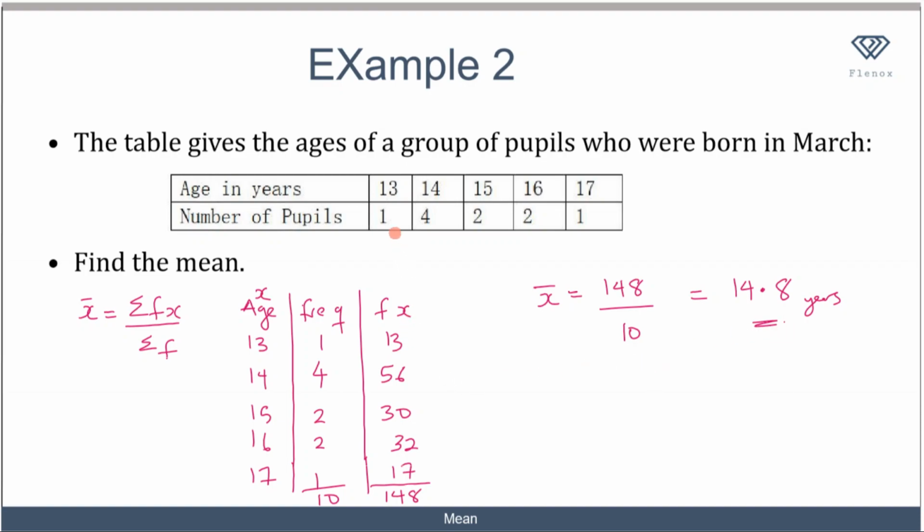So instead of trying to list out this data by writing 13 once, 14 4 times, 15 2 times, 16 2 times, and 17 once before finding the mean, by using this formula we can directly find the mean, and this is faster, quicker and even easier. That pretty much sums up our discussion on mean.